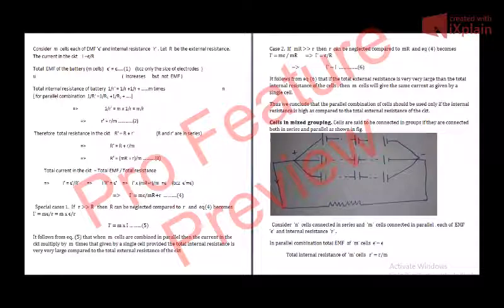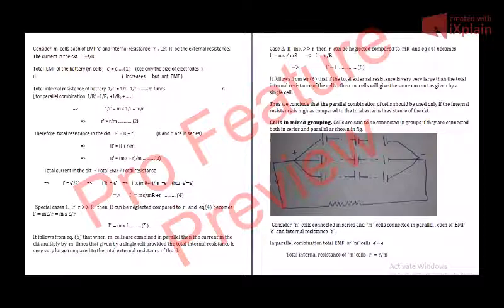Now case second, if the external resistance is large compared to the internal resistance, then small r can be neglected, so that we get I dash from equation 4. When small r is neglected, we get I dash equal to ME upon MR. So M and M cancel.